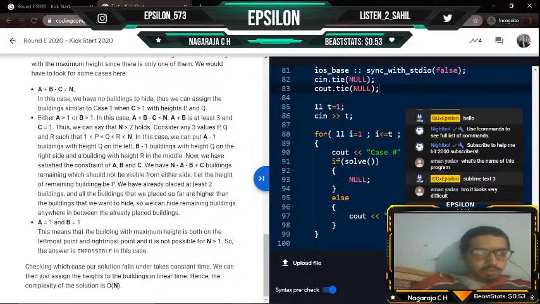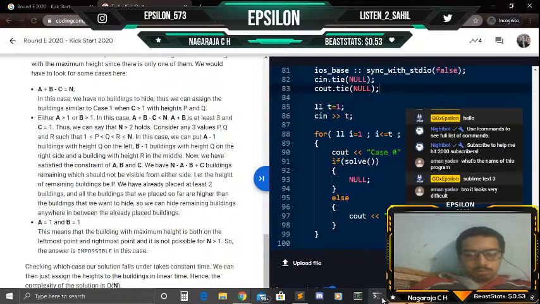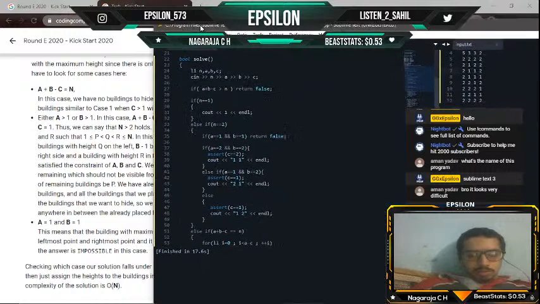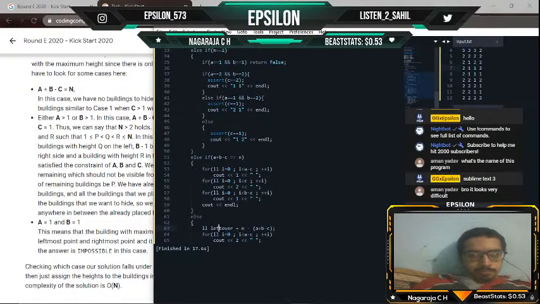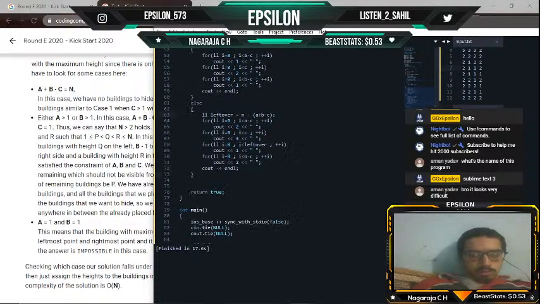Now we will from the side at the height of 1 building. We will replace with these 2 buildings and all the buildings. If we are higher than the buildings we want to hide, we can hide the buildings anywhere, and between the already placed. This means that a building with maximum height is both on the left and right hand side. It is not possible for n greater than 1. The answer is impossible in this case. This is the only case missing. Yeah, this is the only case I'm missing.